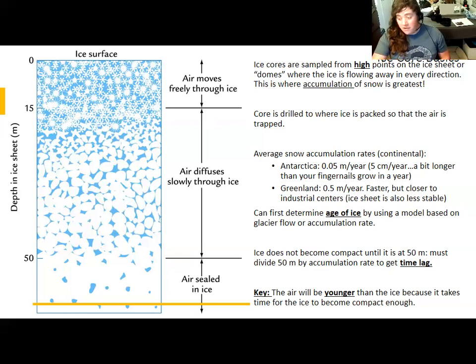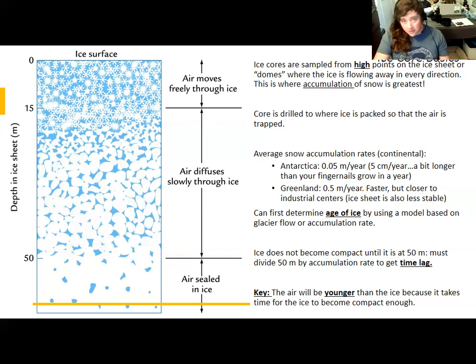Antarctica is really far from any industrial cities, and the inland of Antarctica does not have much biological activity at all. In any case, whether you're in Antarctica or Greenland, the age of the ice can be determined from the accumulation rate, or sometimes data from the glacier flow rate can be used also.